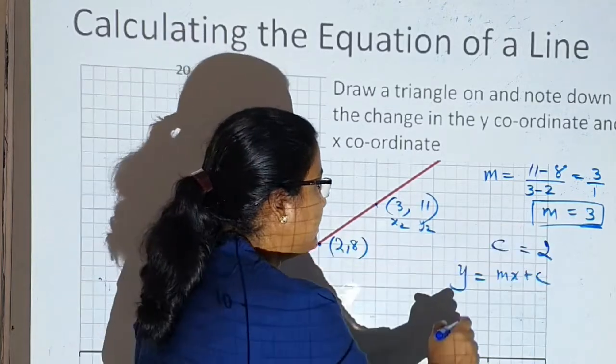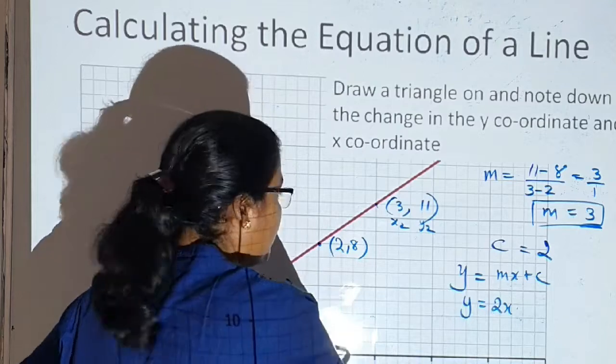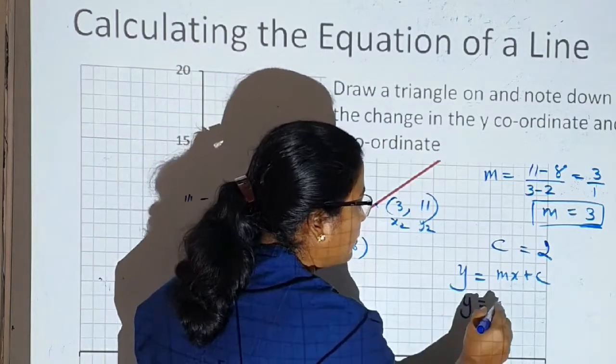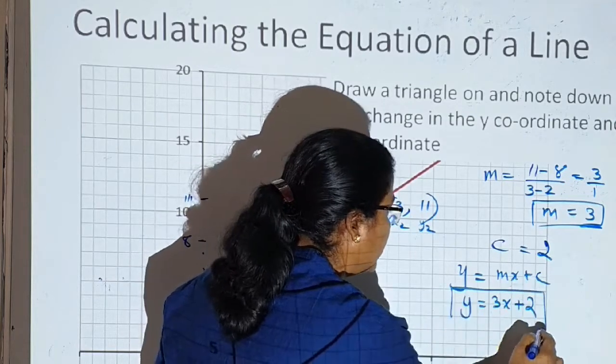Therefore, the equation of the line is y = mx + c. We found m as 3, so y = 3x, and the C value is 2, so y = 3x + 2. This is the equation of the line.